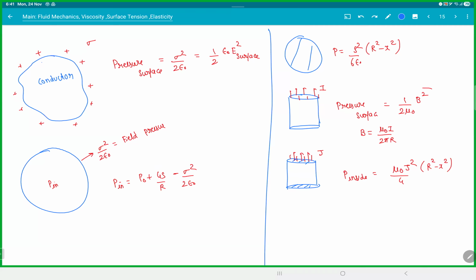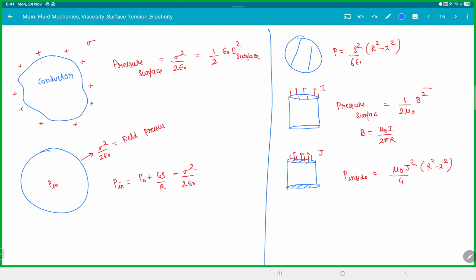Clear with this? For the solid sphere, this is the formula: rho square by 6 epsilon, r square minus x square. The same formula, you can also use it for gravitation. Isn't it? So gravitational field pressure. So that is actually the fifth one. So gravitation and electrostatics, the results will look similar.